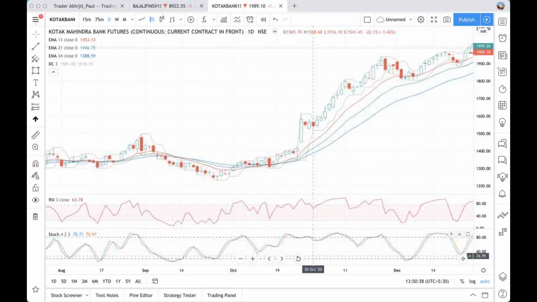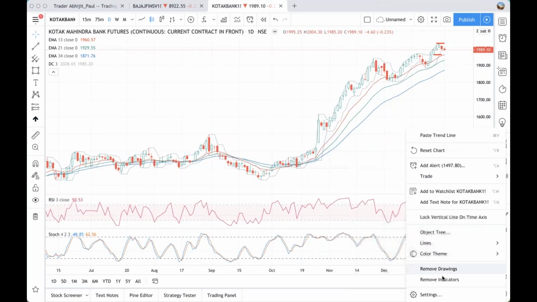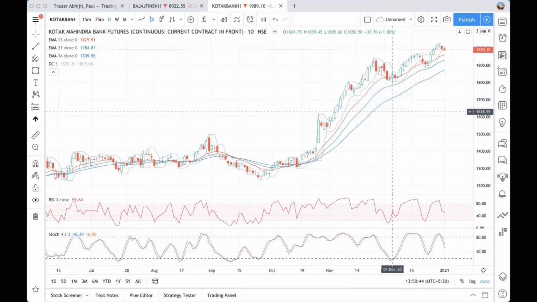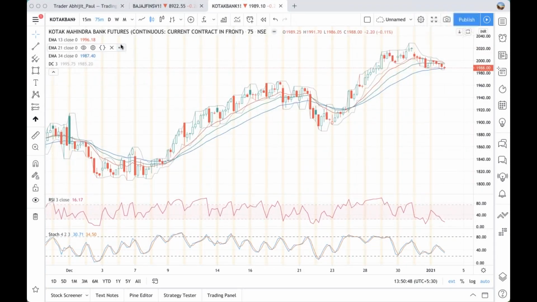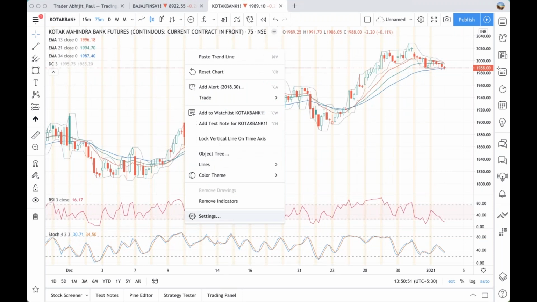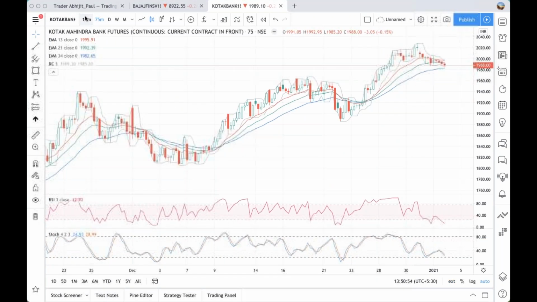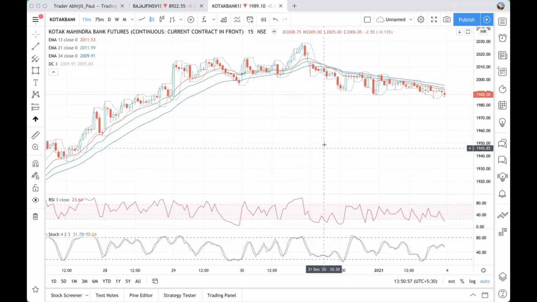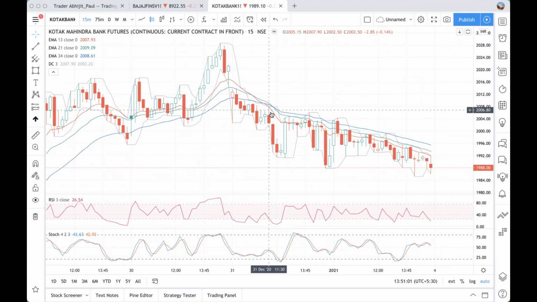right? So this is one way that you can do. This can be done in any time frame. This can be done in the lower time frames. This is a 75-minute time frame. This is the 15-minute time frame. This is the same Kotak Bank. So you can come here, the 15-minute time frame traders. The trend goes down from this point.